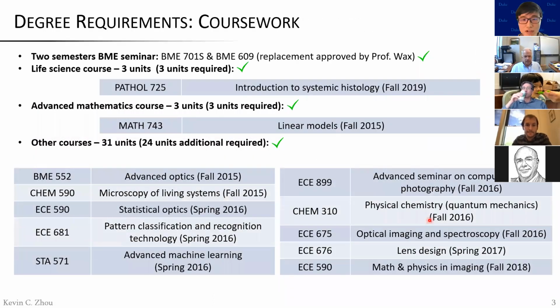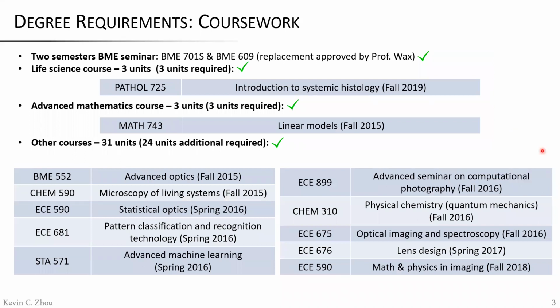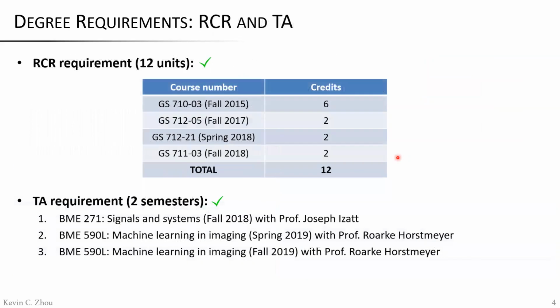So I'll start with the formal degree requirements. I've completed all the coursework required by the BME department. These courses have already been validated by the committee previously. So unless there are any objections, I'll just continue. Likewise, I've completed the RCR training and my 2-semester TA requirement, and these have also been previously validated by the committee, so I will continue.